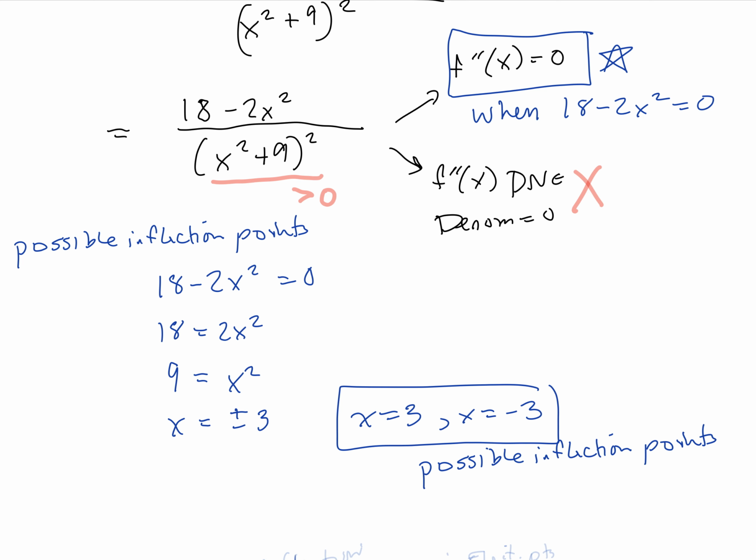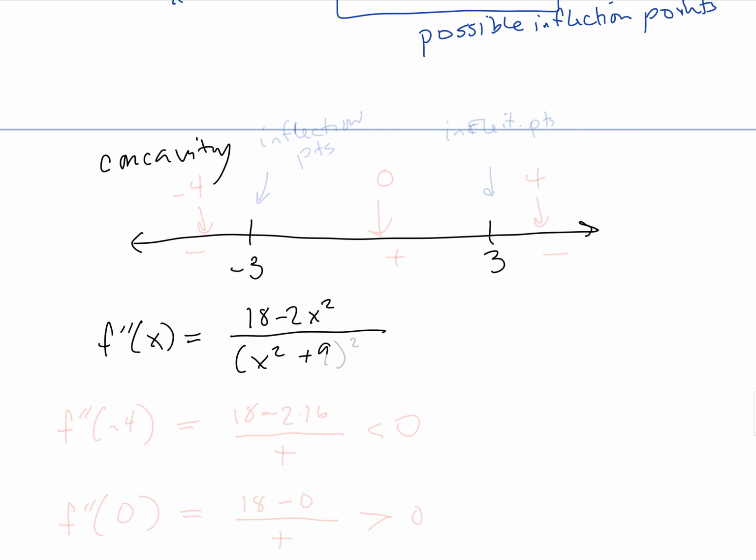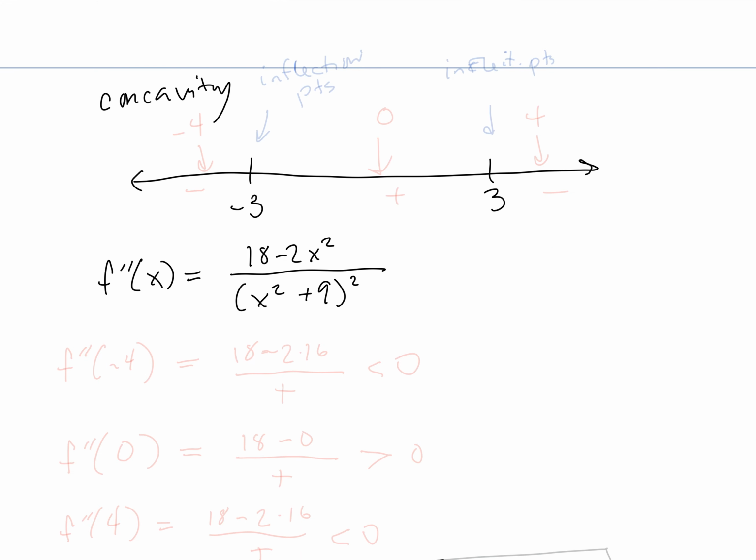Now to find concavity, we are going to make a number line where we put on the possible points of inflection, negative 3 and positive 3, and we're going to test values in the second derivative. So the second derivative, f double prime of x, we saw simplified to (18 minus 2x squared) divided by (x squared plus 9) squared. And so we are going to test points in the second derivative that fall between these intervals. So we could test, say, negative 4 is less than negative 3, 0 is in between 3 and negative 3, and positive 4 is greater than 3.